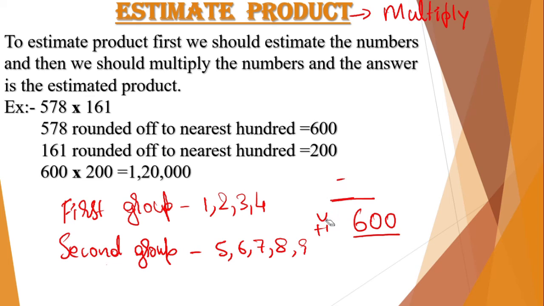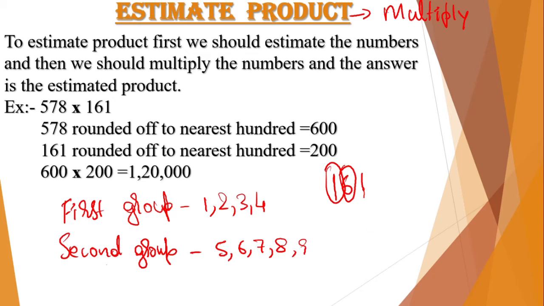So first we estimated the first number. Now we should estimate the second number, which is 161. So here we should circle 1 because it's in hundreds place and circle 6 because it's next to 1. And now we should check if 6 is in the first group or second group. So you can see 6 is in the second group.